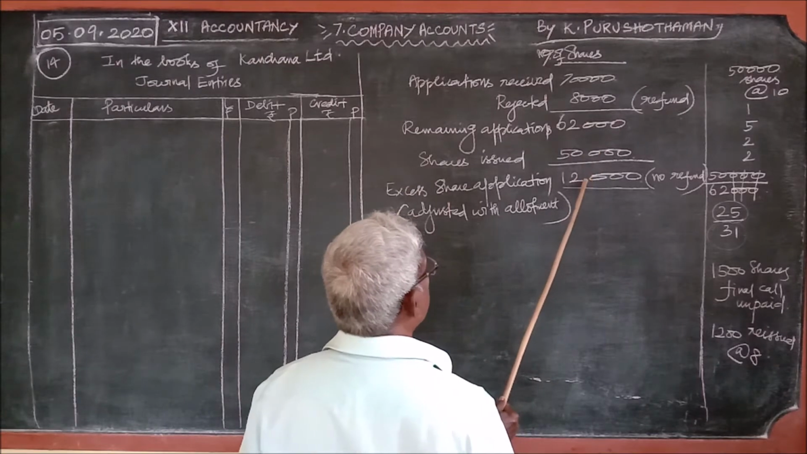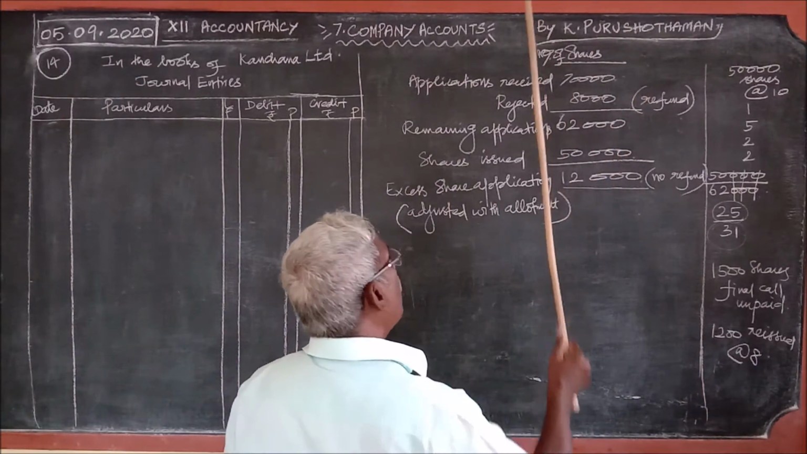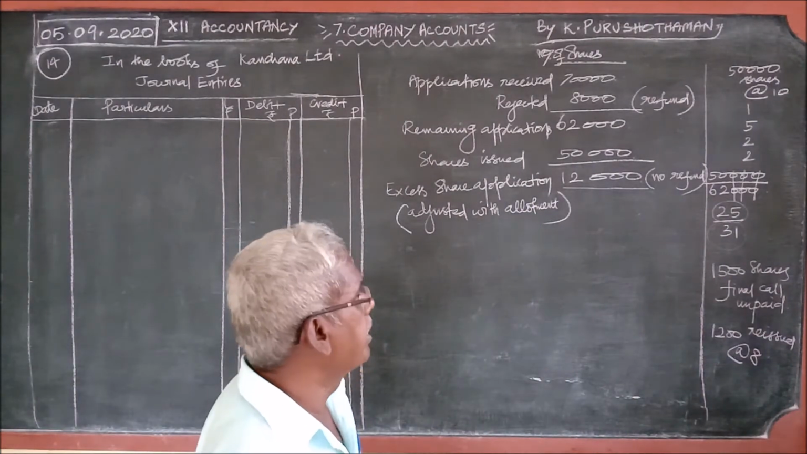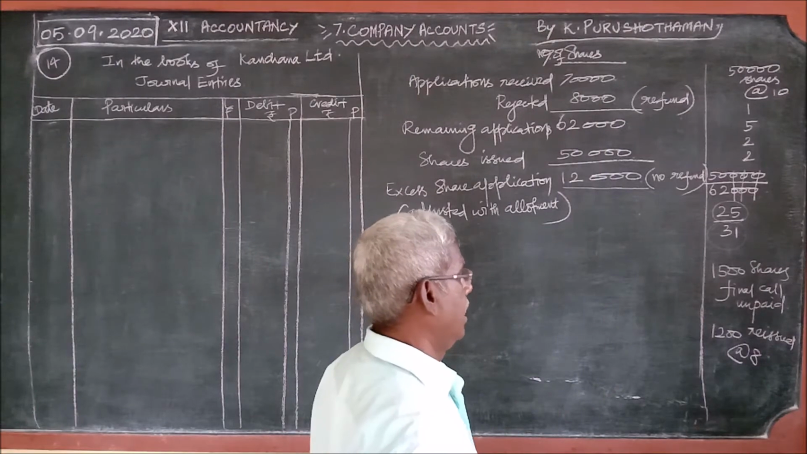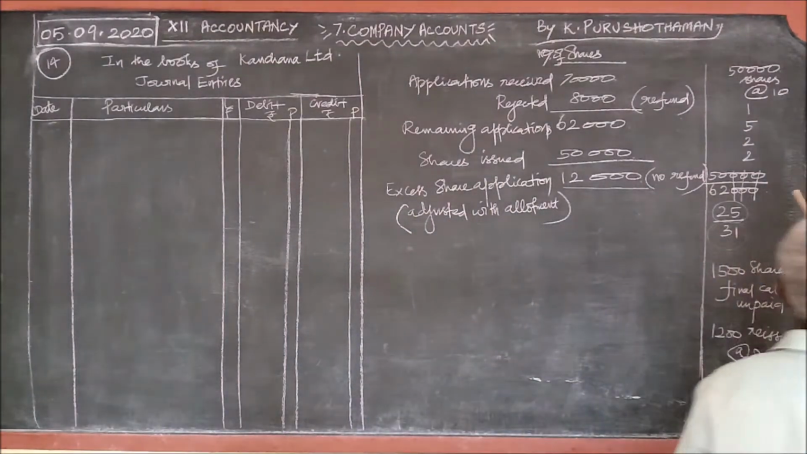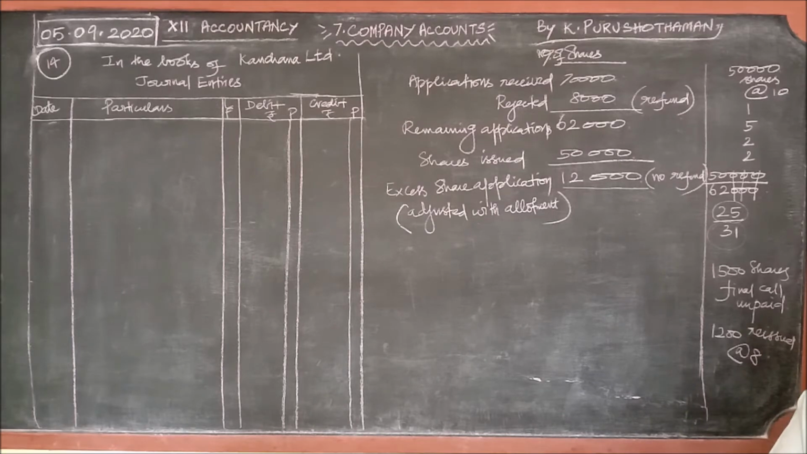Since this 12,000 application money is not refunded, what will be done? That amount will be adjusted with allotment in the second stage. In the next stage, that excess money will be adjusted. This is the main idea of this problem. After that, a shareholder having 1,500 shares did not pay the final call. The company forfeited all those 1,500 shares, out of which 1,200 shares were reissued at the rate of rupees 8. So, this is the summary of the question.